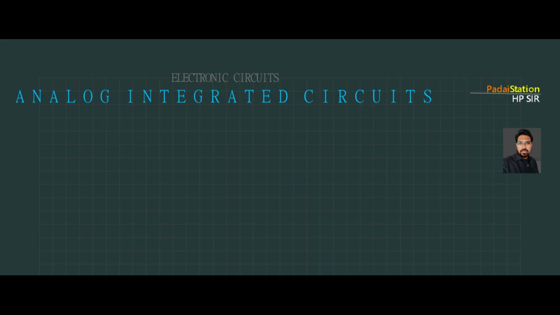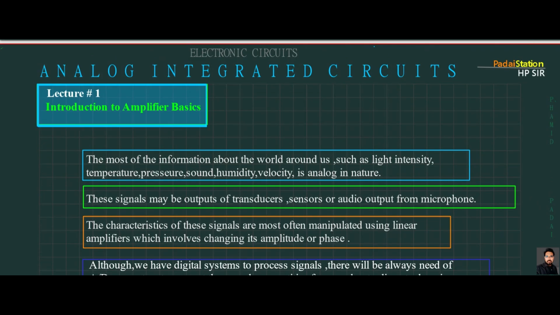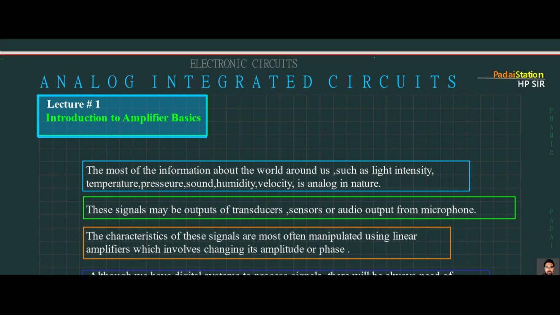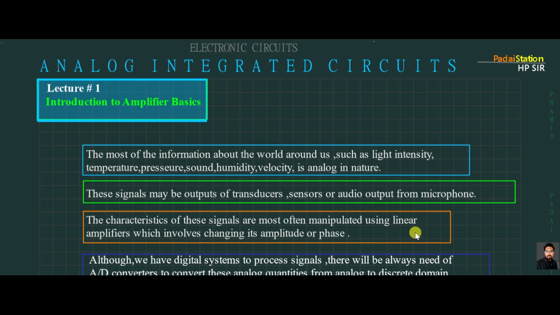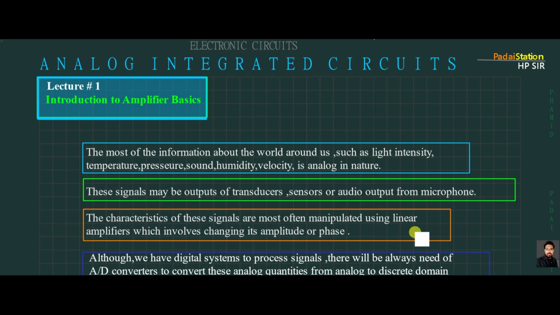Then we'll study the op-amp's introduction in this video. So let us begin. Why is the study of the op-amp or analog integrated circuit necessary? To see the world around us, the physical world, such as light intensity, temperature, pressure, sound, humidity, velocity, so many physical quantities which are part of our day-to-day life. They are analog in nature. They will be with us even if you use any kind of sophisticated digital systems.